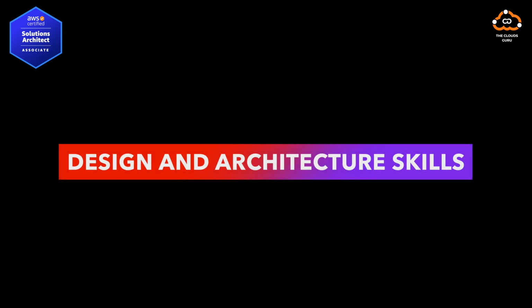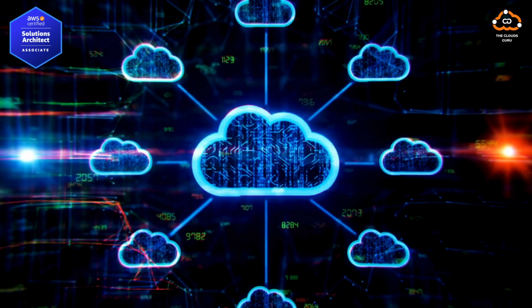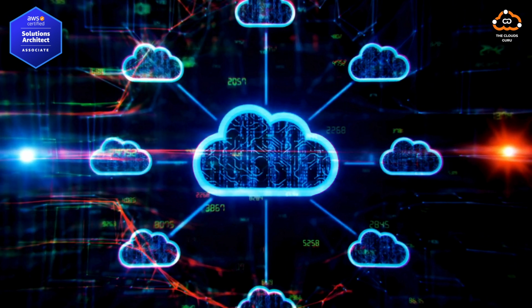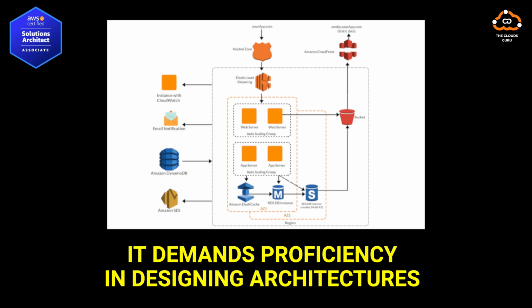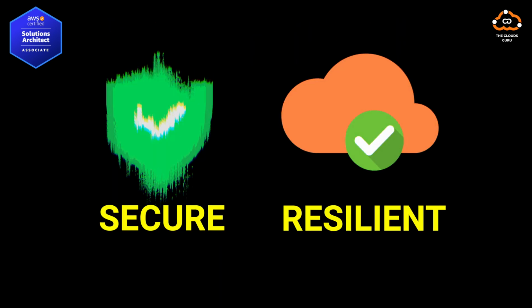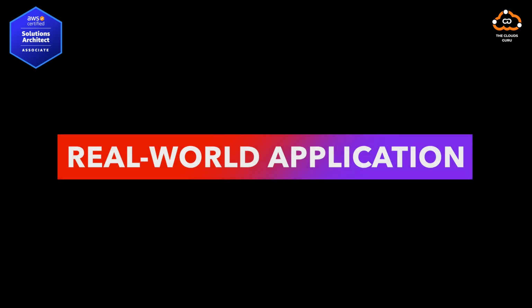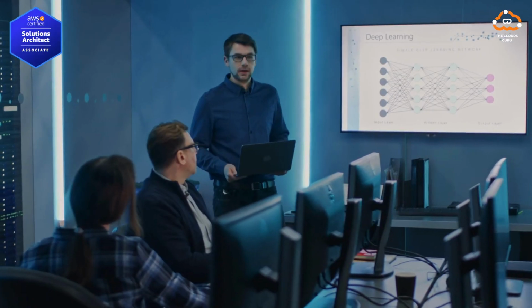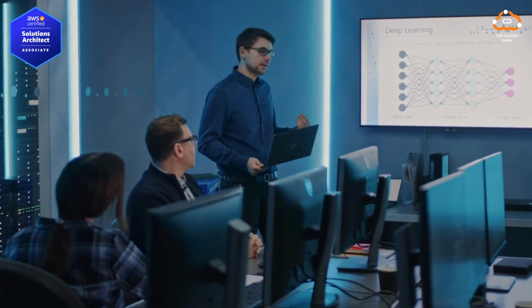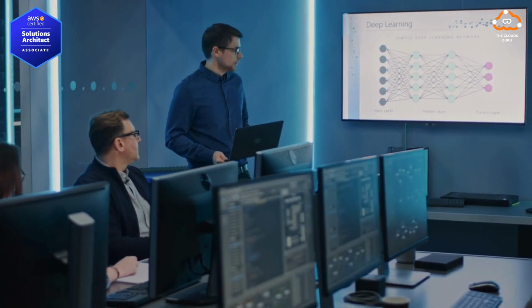Design and architecture skills. The core of this certification lies in architecting and deploying robust and scalable systems on AWS. It demands proficiency in designing architectures that are secure, resilient, high-performing, and cost-efficient. Real-world application. The AWS Certified Solutions Architect Associate focuses on practical, real-world scenarios, enhancing your ability to apply AWS services to solve complex architectural challenges.